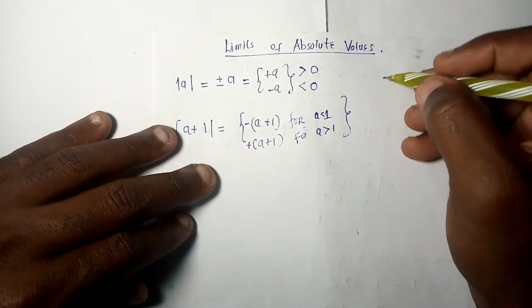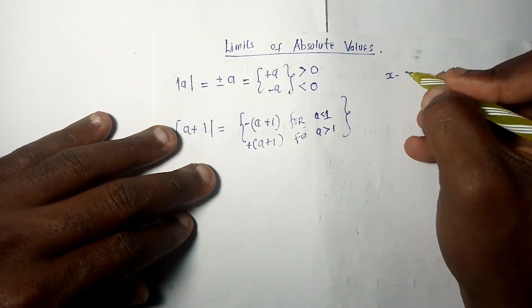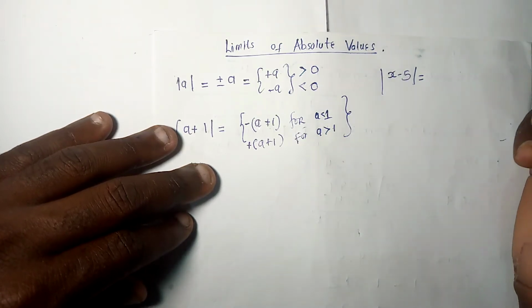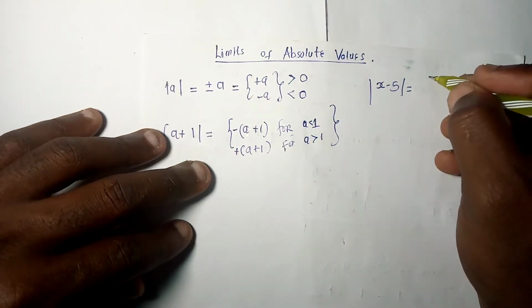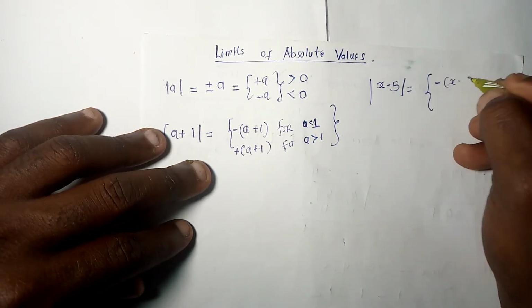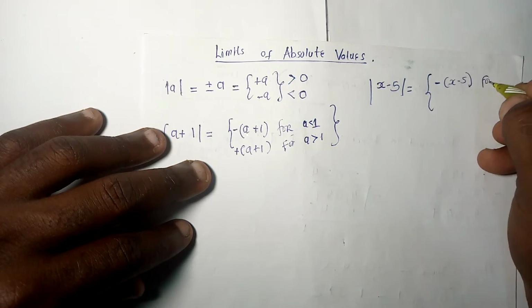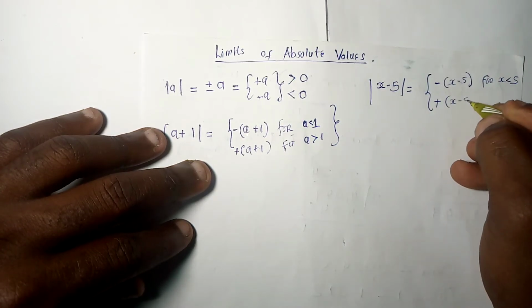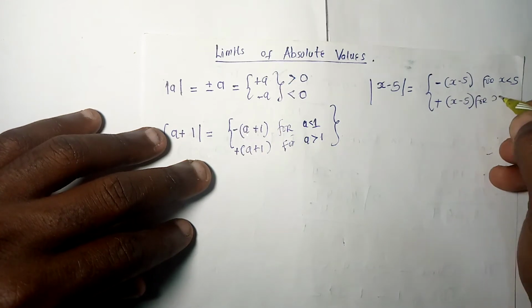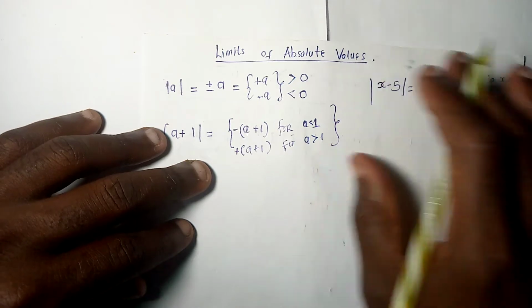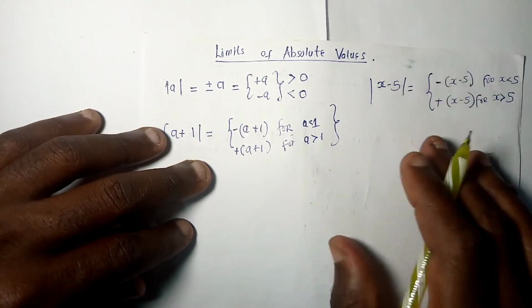So what about this one now? The absolute value of x minus 5. You can try this one. So pause the video and see what you're going to get. This absolute value can be rewritten in two forms. It's going to be minus (x minus 5) for x less than 5, or positive (x minus 5) for x greater than 5. All right. So this is how we go about it.